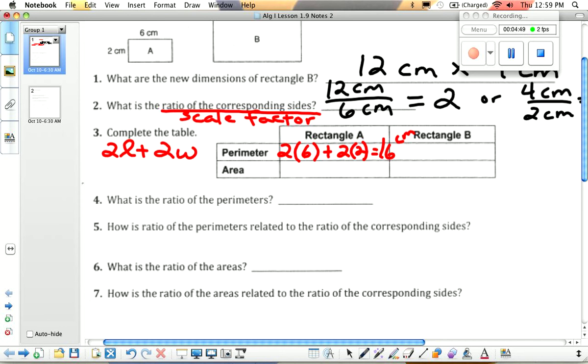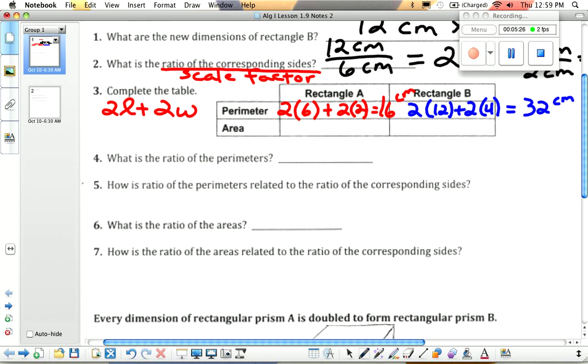Okay, let's find the perimeter of rectangle B now. So rectangle B has 2 lengths of 12 plus 2 widths of 4. 2 twelves is 24, and 2 fours is 8, and 24 plus 8 is 32. So 32 centimeters is the perimeter of our larger, enlarged rectangle. Okay, we're just going to leave the area thing alone for a little bit, and we're going to jump down to 4 and 5. So what is the ratio of the perimeters?